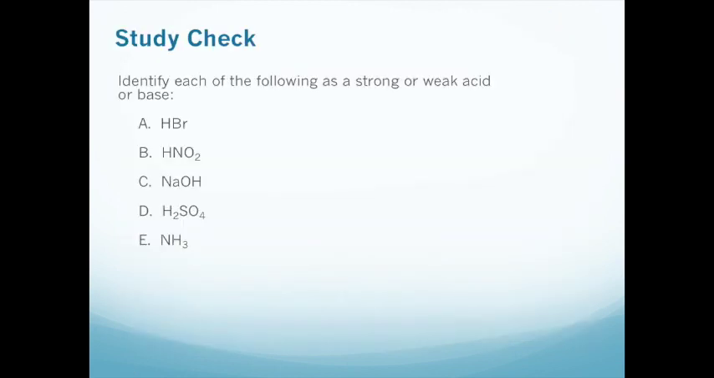So we're going to do a quick study check here. Identify each of the following as a strong or weak acid or base. First one is HBr. Second one is HNO2, nitrous acid. Third one is NaOH, sodium hydroxide. Then H2SO4, sulfuric acid, and ammonia, NH3.